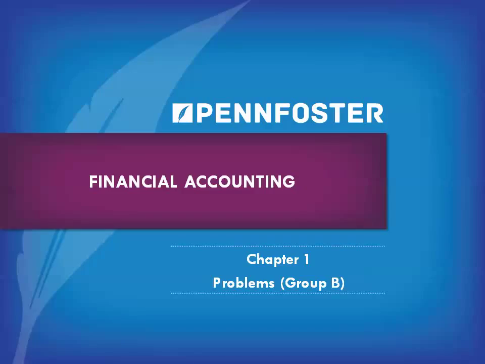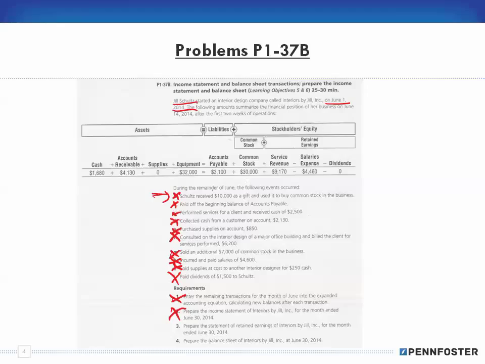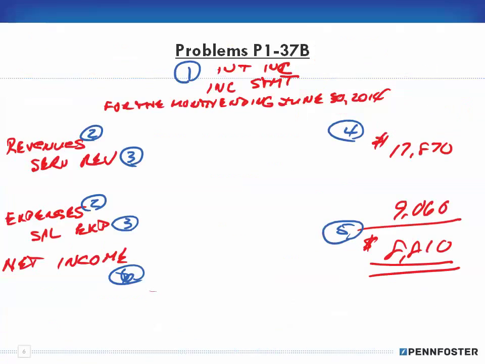Okay, and welcome back, students who are taking financial accounting, working on the Chapter 1 problems, the Group B, and we're still working on problem P1-37B. And let's see, in the last video, we had completed the statement of retained earnings. So we completed number 3, and now we're left with only doing the balance sheet, and then it's at June 30th. All right, so let me get down to the next slide.